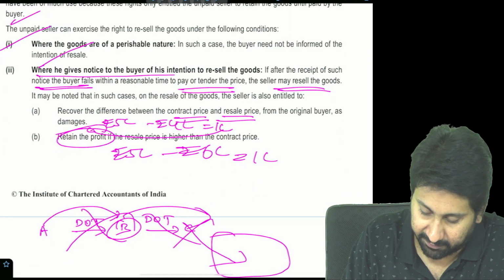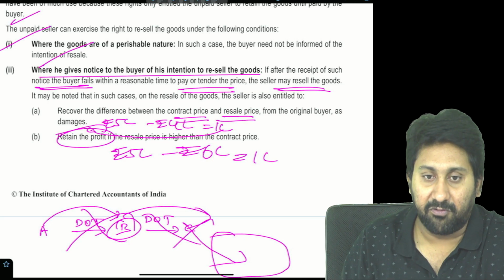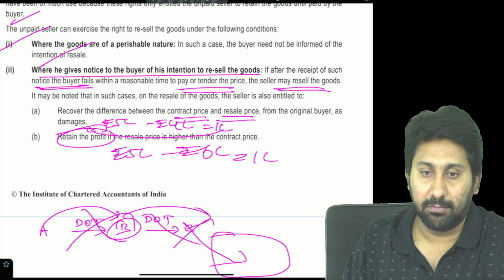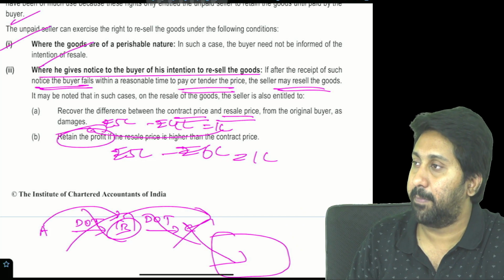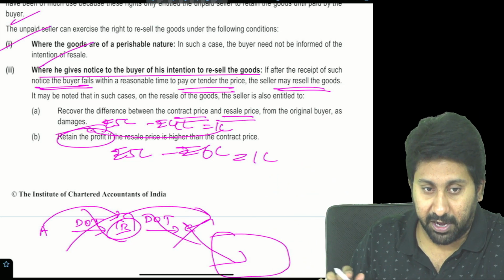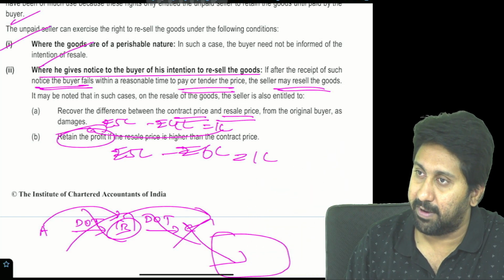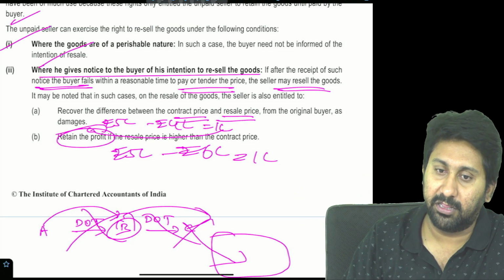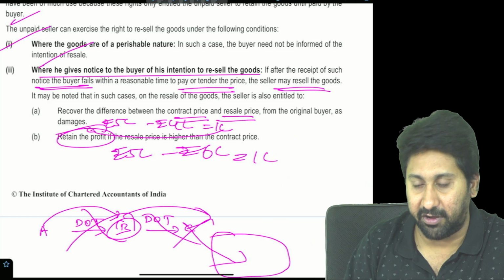Gives notice to the buyer of his intention. For example, the due date is today and the buyer didn't pay. I have to first intimate the buyer: "Buyer, you didn't pay. I am trying to resell it." Then he may say, "Sorry, sir, I will make the payment." If he makes the payment, take it. Even after that, if he doesn't give any reply, then you can sell. The deficit you can recollect, and the profit you can retain with you.